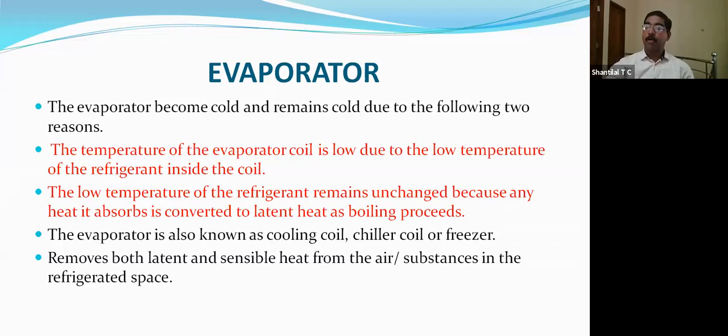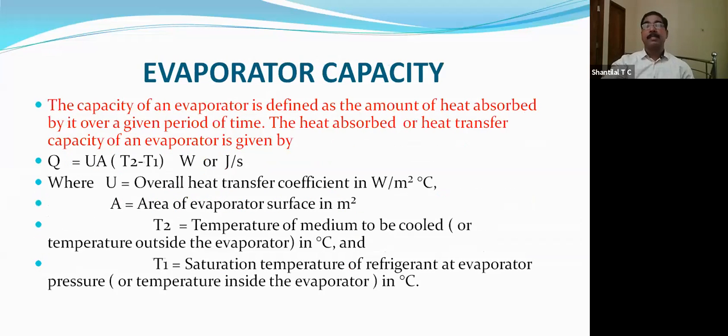Now we have to study the capacity. The evaporator requires a capacity. The definition is: the capacity of an evaporator is defined as the amount of heat absorbed by it over a given period of time. The heat absorbed, or heat transfer capacity of an evaporator, is given by Q = U × A × temperature difference.